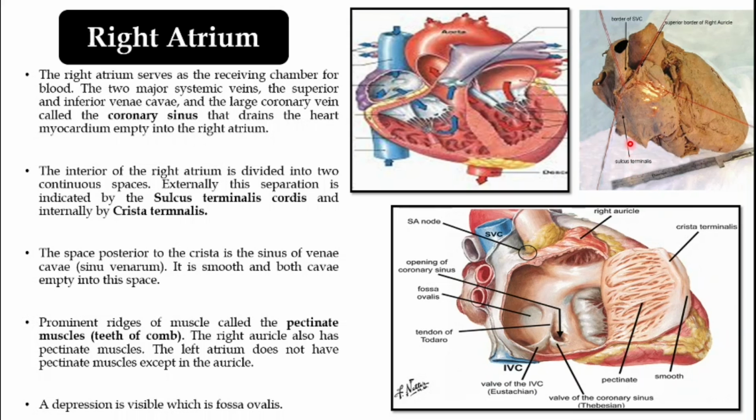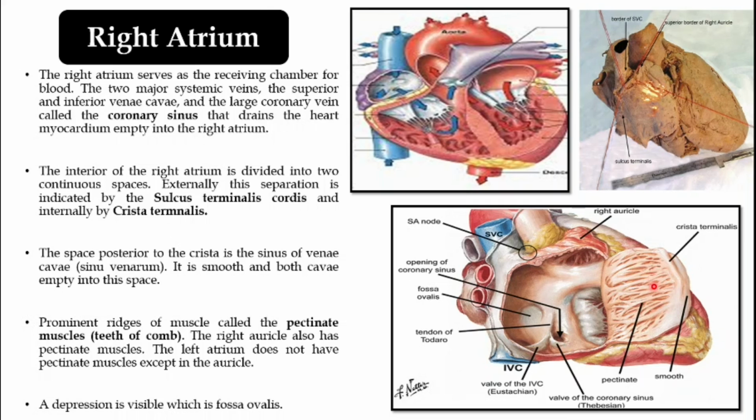So the importance of the sulcus terminalis and the crista terminalis is that if we cut the right atrium from the sulcus terminalis, this area divides the right atrium anteriorly into two surfaces. So you can see this area of the right atrium which has the prominent ridges of muscle, and this another area which has a very smooth surface. These are the two different surfaces of the right atrium anteriorly.